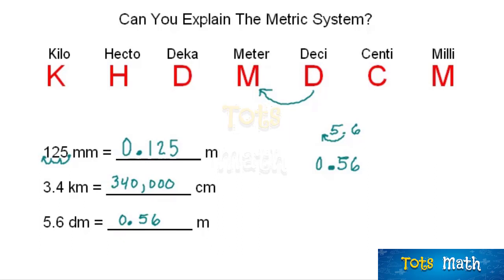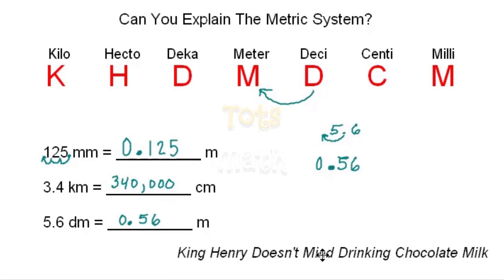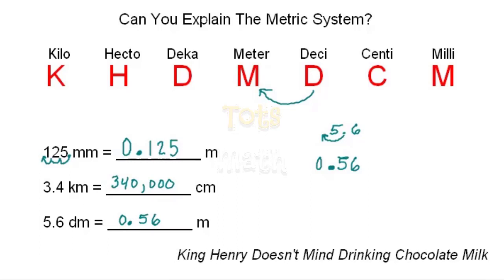So when you want to convert from one unit of measure to another in the metric system, it's easy to do if you use this chart. By jumping from one unit to another, you know how many places to move the decimal point and in which direction. And to help you remember this chart, you can use this mnemonic device. King Henry doesn't mind drinking chocolate milk.